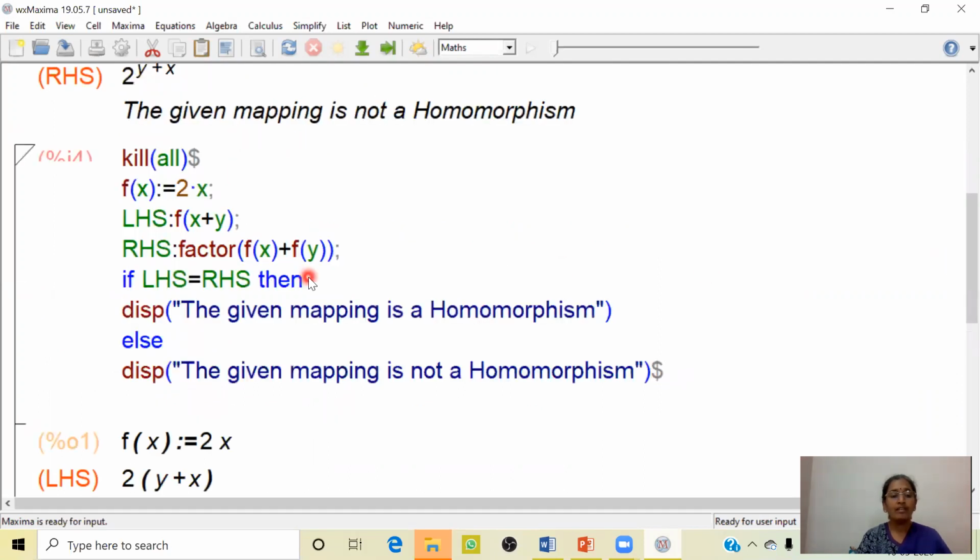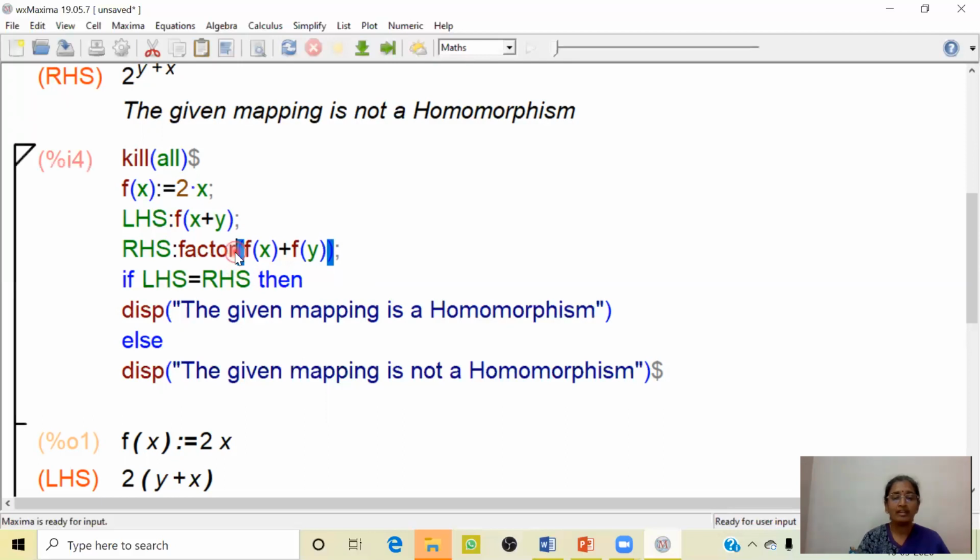Now you may see this one command here, that is the factor command, because here we need to simplify the right hand side. So we have given the factor command, because Maxima by default doesn't evaluate its expressions, it only simplifies. Therefore, if we need extra simplification, that is, if this automated simplification is not sufficient, then we can use commands like factor, radcan, radsimp, etc. Here we have used factor.